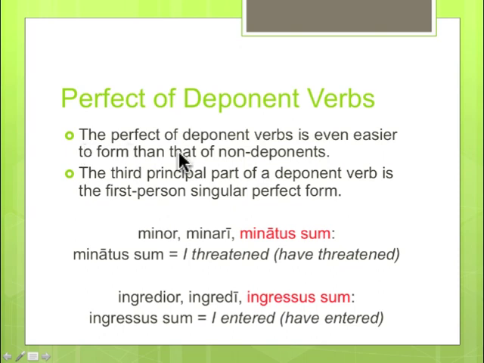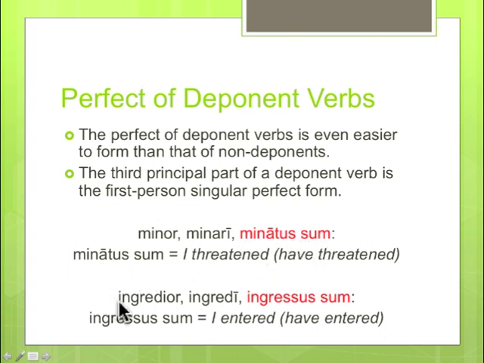The perfect of deponent verbs is even easier to form than that of non-deponents. The third principal part of a deponent verb is the first person singular perfect form. That was also the case for non-deponent verbs. You might remember that when you say amo, amare, amavi, amatus, amavi, the third principal part, was also the first person singular perfect form. That means that when you say the principal parts of minor, which means I threaten, minor, minari, minatus sum, minatus sum is a form that means I threatened or have threatened. Minatus sum is the perfect of minor.